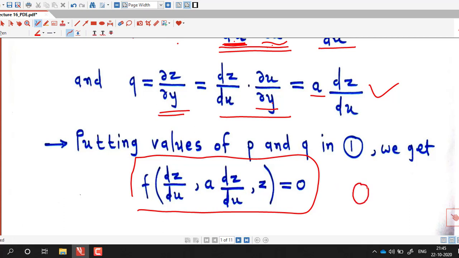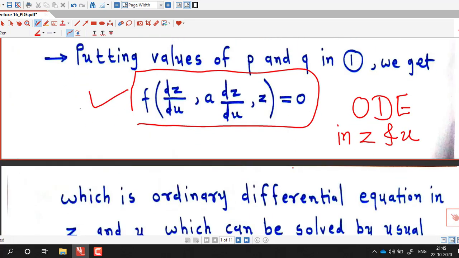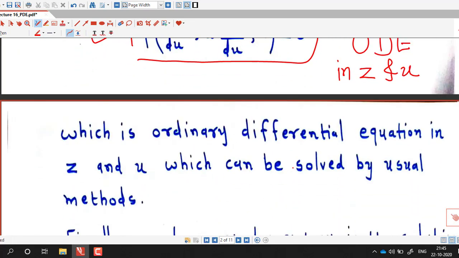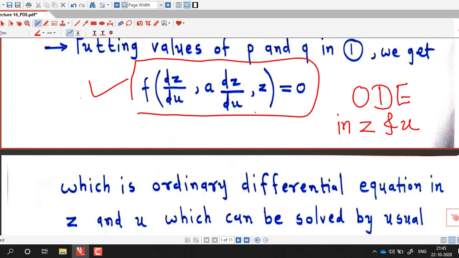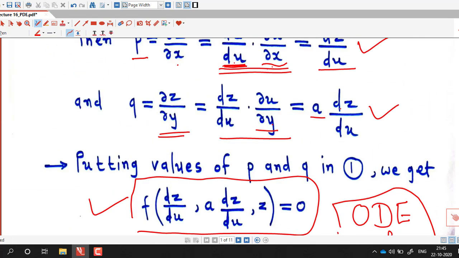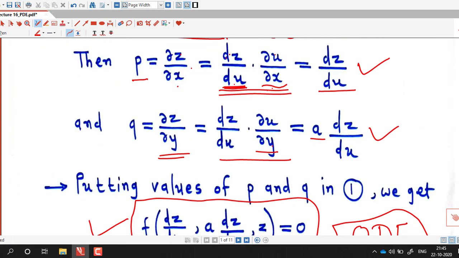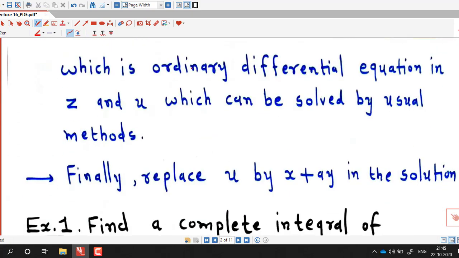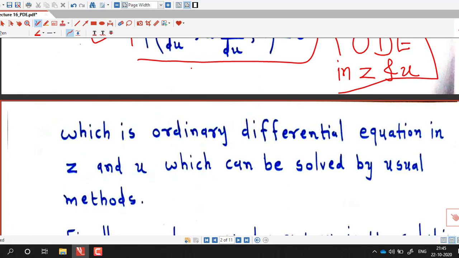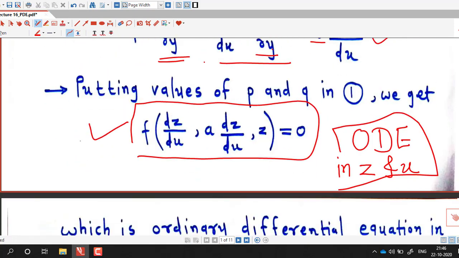So this is nothing but ordinary differential equation of first order in variables z and u, and we can solve this ODE of first order by usual methods. And after solving this ordinary differential equation in z and u, we will finally put u equal to x plus ay. So our solution or complete integral will be in terms of x, y and z.